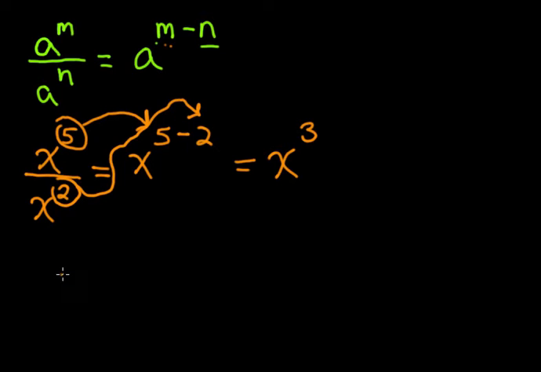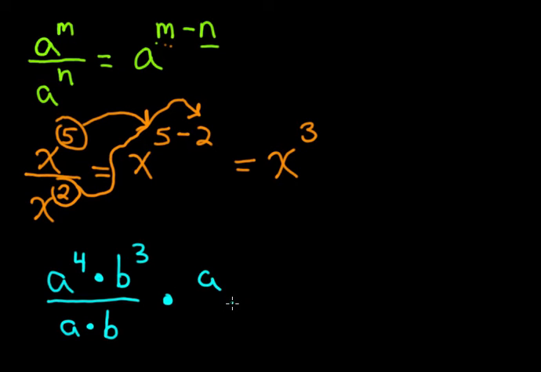So I can have a to the fourth. Let me change my colors up here. Sorry about that, so that we can keep these parts separate. I'll say a to the fourth times b cubed over a times b. We'll make that times a over b. There's a couple different ways you can do this.